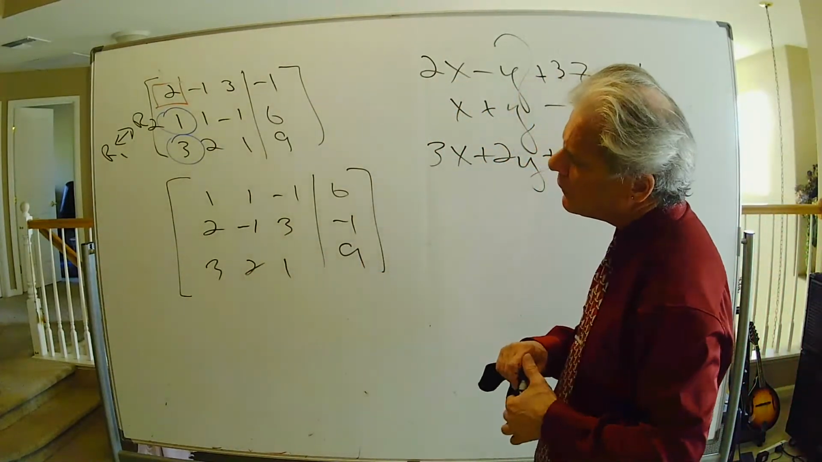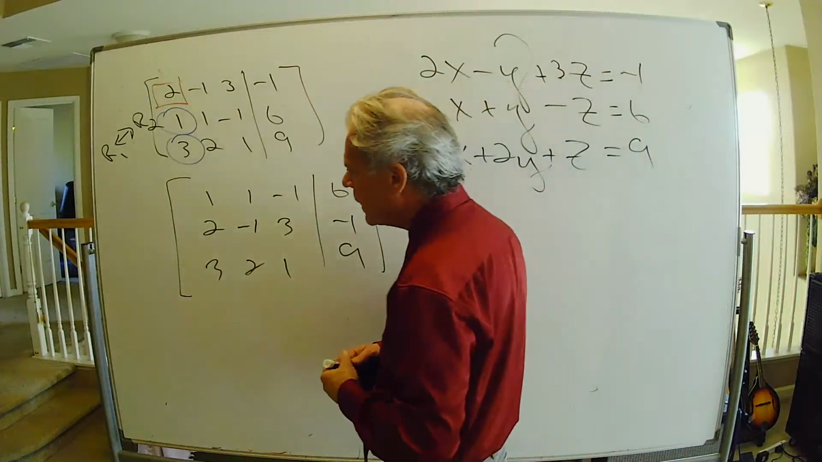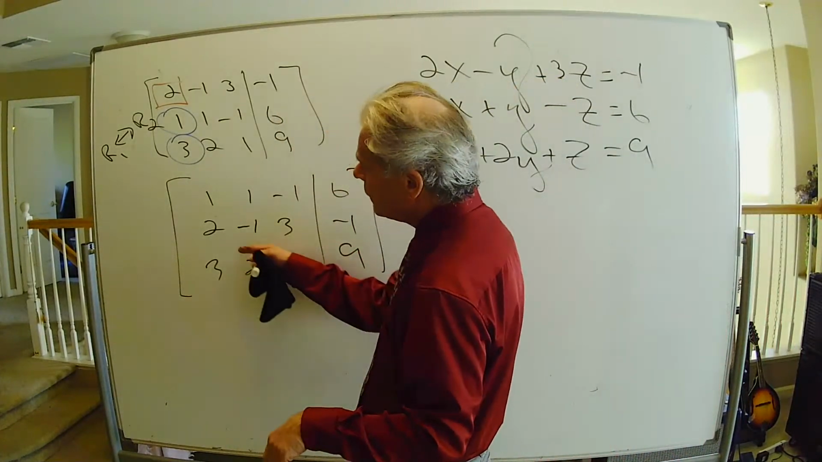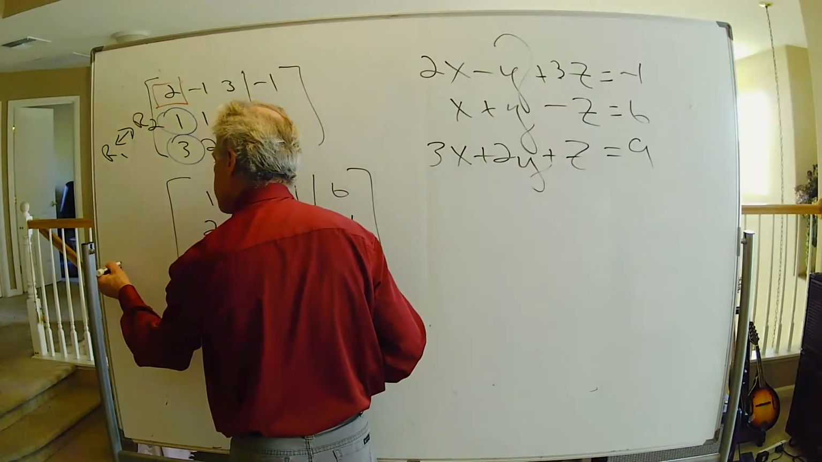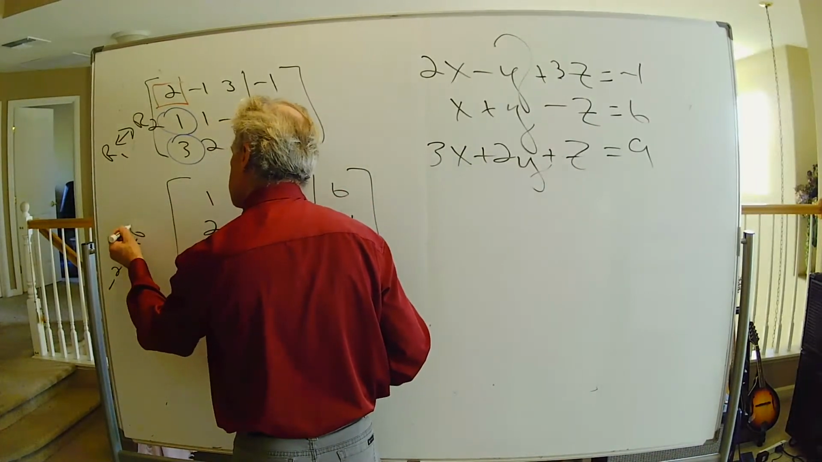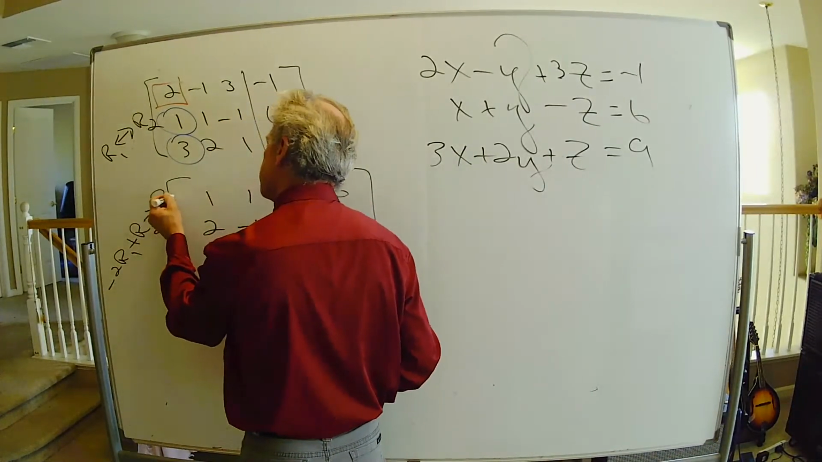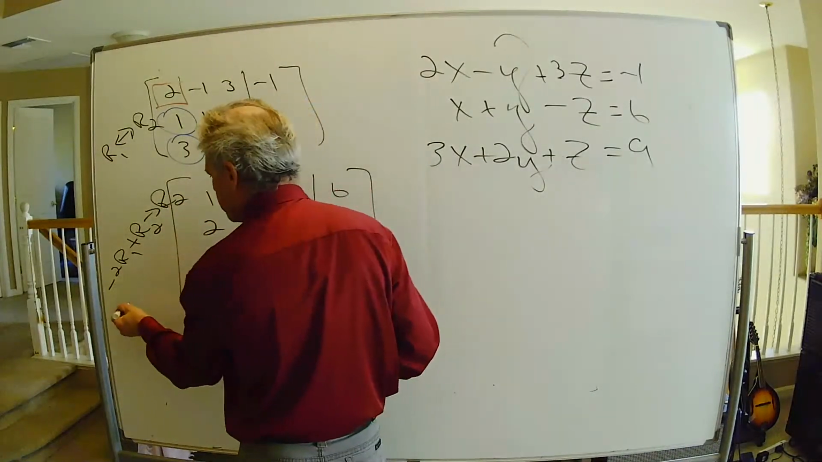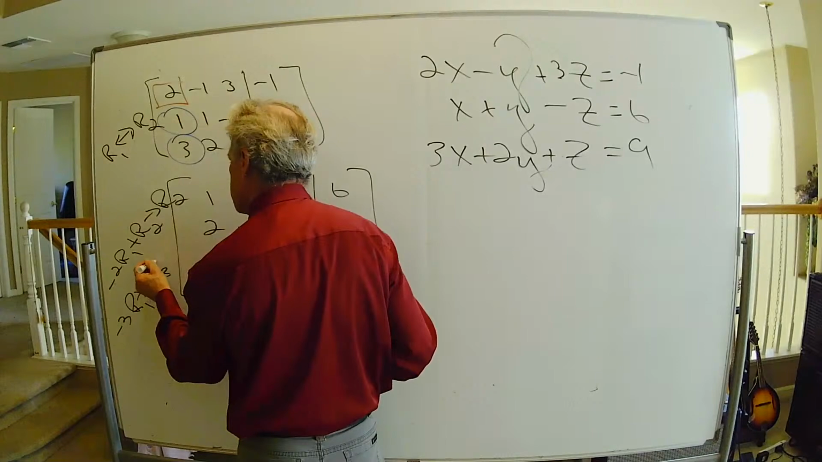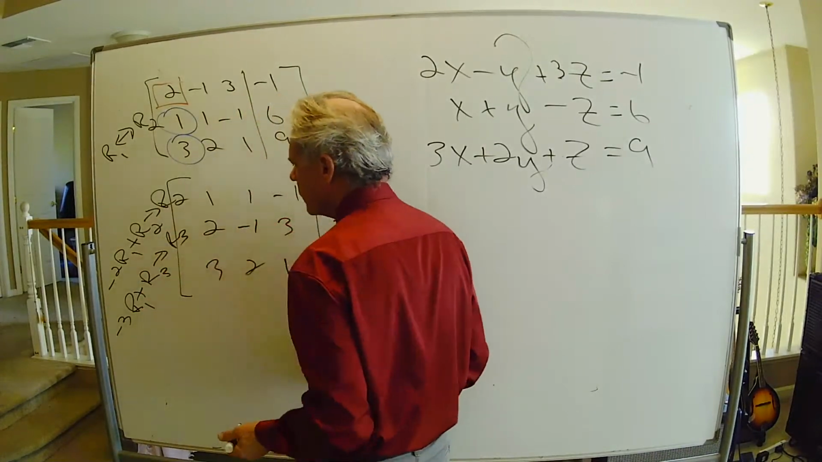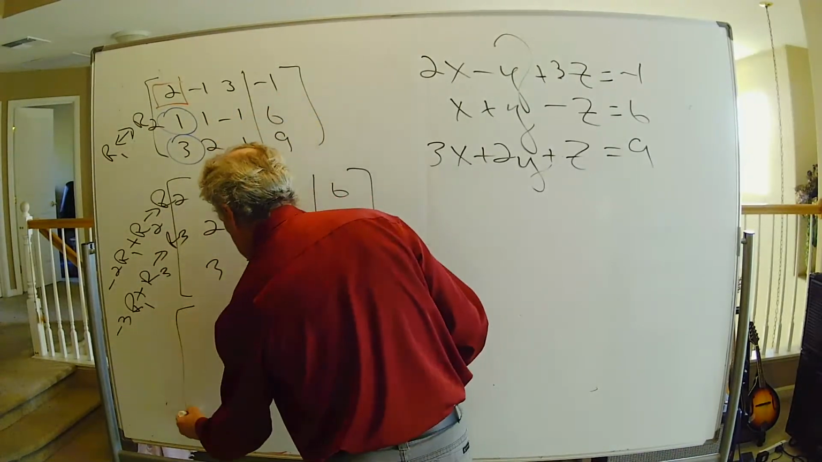Now I'll force everything else in the first column to be a 0. To force this entry to be a 0, how about taking negative 2 times the first row, adding to the second, and using the results as a new second row. Let's also take the first row, multiplied by negative 3, add to the third row, and use the results as a new third row.